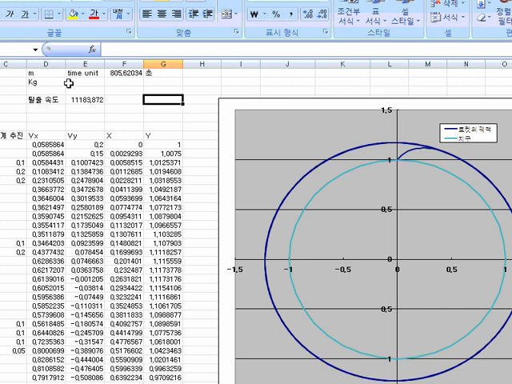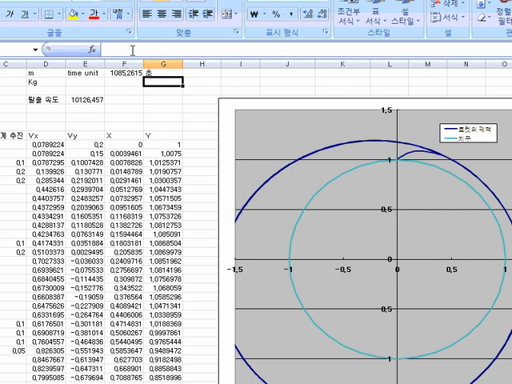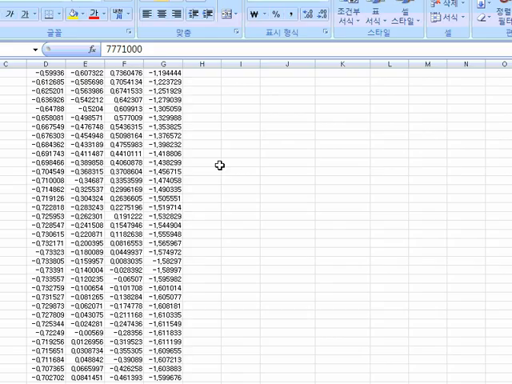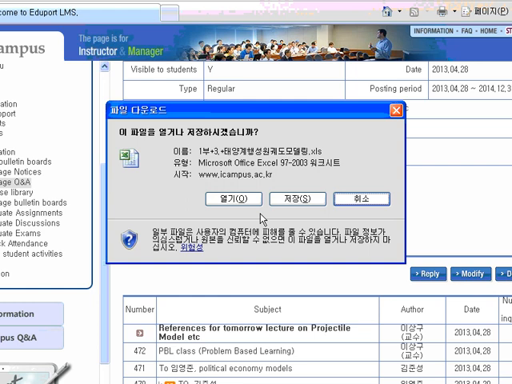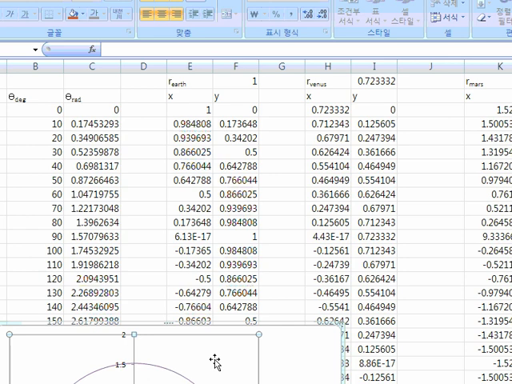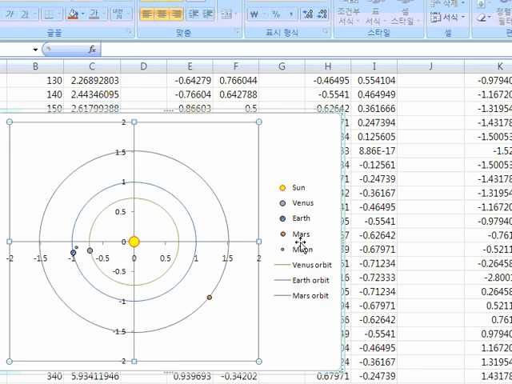If we hit hard here, if we change it, then let's see how it moves. So this shows the problems that we mentioned before. And also, this Excel file shows the planets that we live in, how the Sun, Venus, Earth, Mars, and Moons move here.